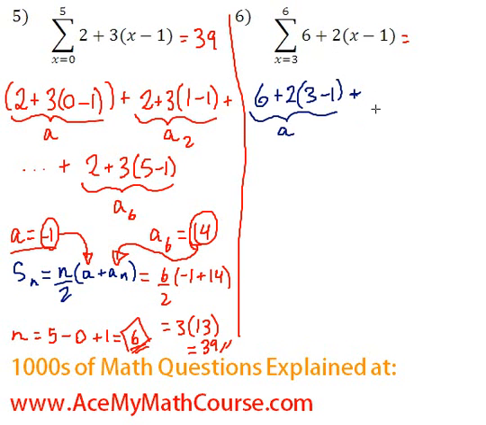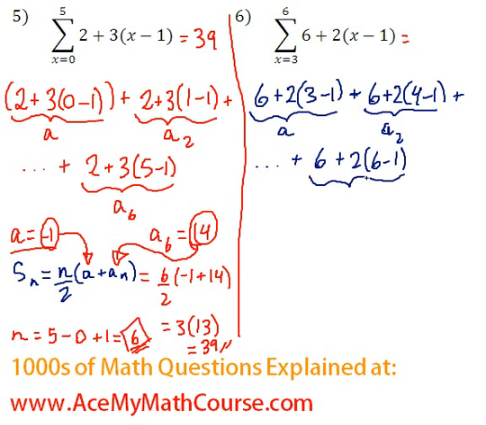Now, our second term would be just the same, everything the same, but of course a 4. The third term is going to have a 5 for x instead, and so on. But I'm more interested in the last term right now. What is our last term going to be? Of course, we're just going to have to plug in 6 for x. So 6 plus 2 times 6 minus 1. And that is our last term.